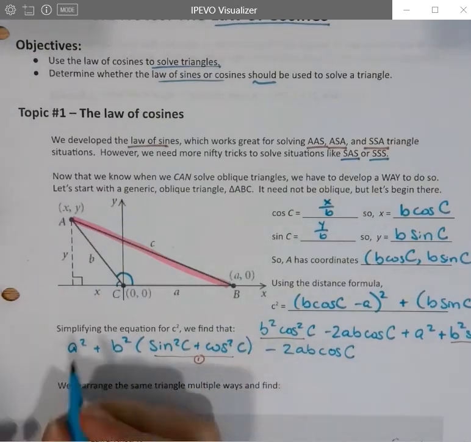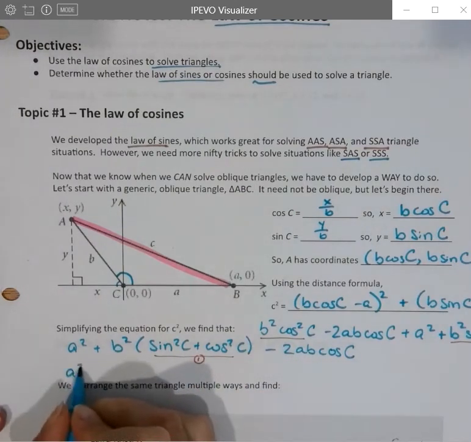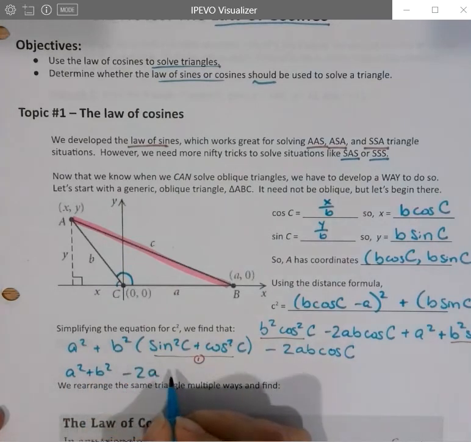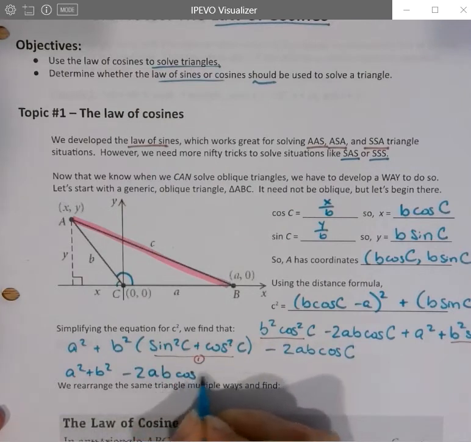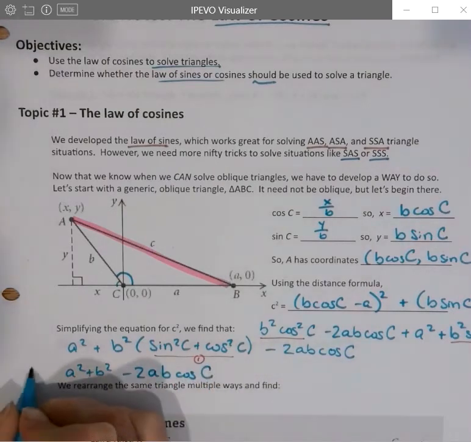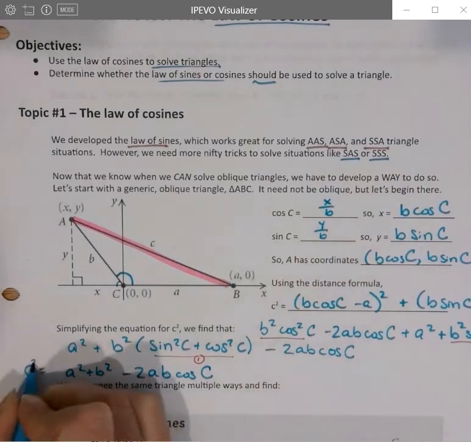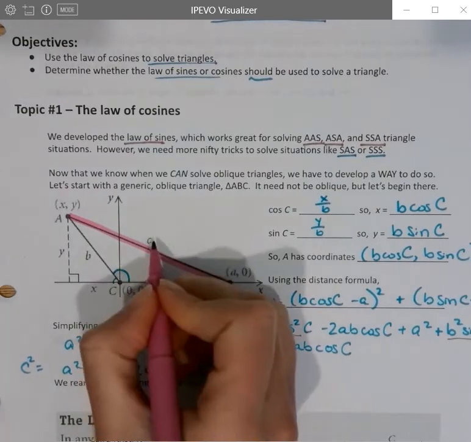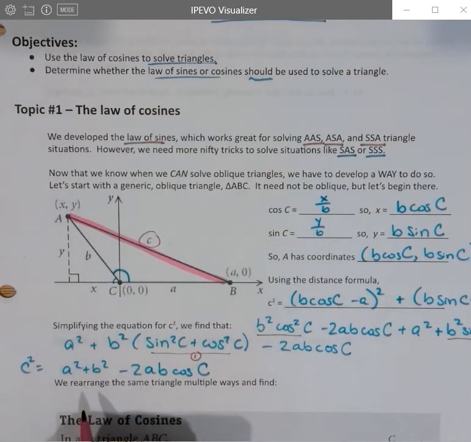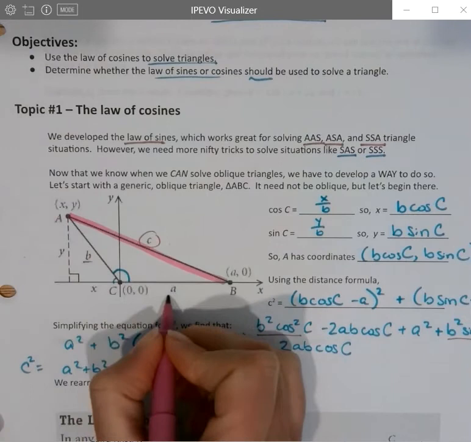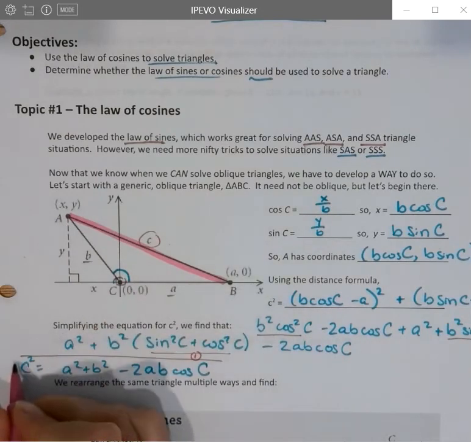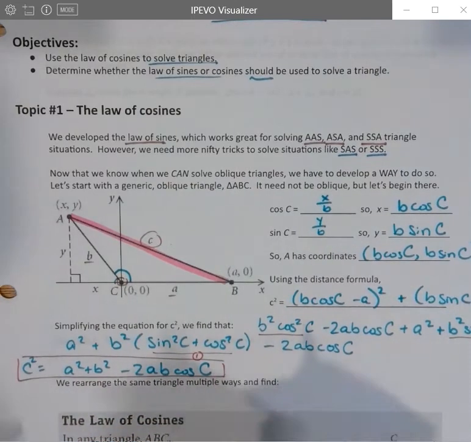So this is going to turn into a squared plus b squared minus 2ab cosine C. And this is what c squared is equal to. Right? And so we have a formula for how to find that c side knowing just a and b and the cosine of an angle that's between them. So I don't need a pair where I have law of sines.